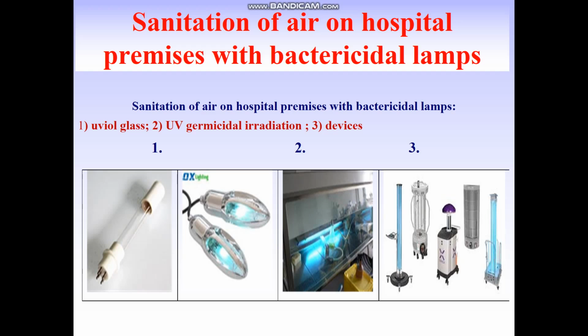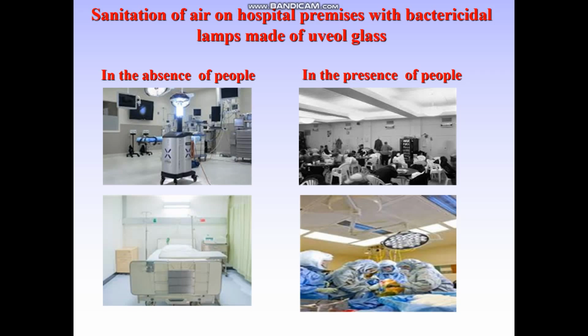The range of bactericidal lamps is nowadays much wider. There are lamps with low mercury content and non-ozone lamps. When applied, these lamps don't produce ozone, which is extremely dangerous for the health of people, especially for patients with lung disease and children.